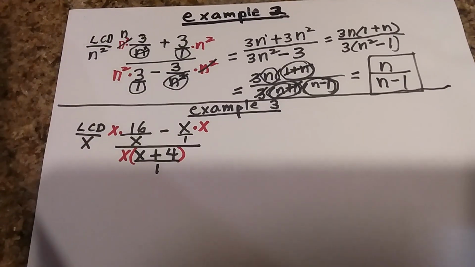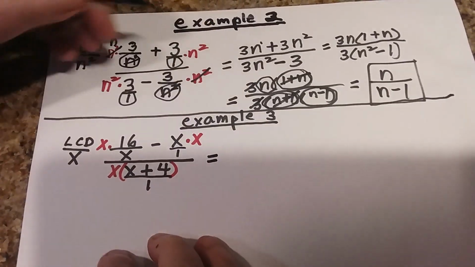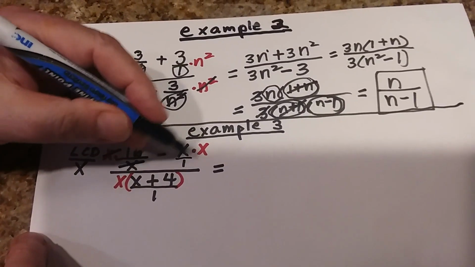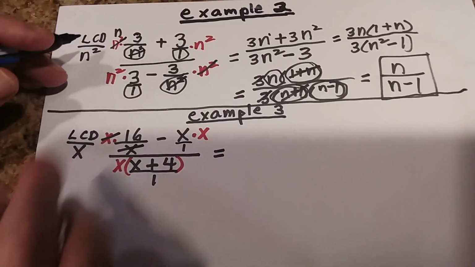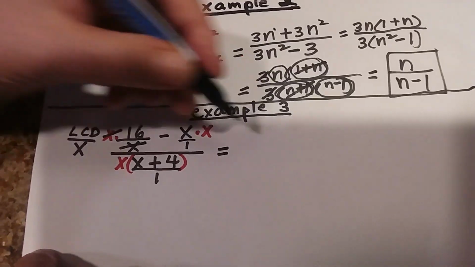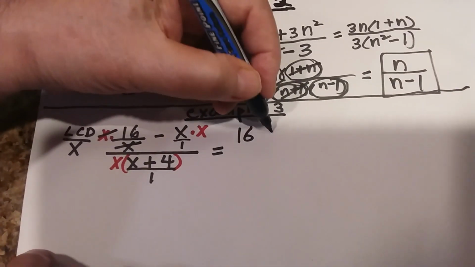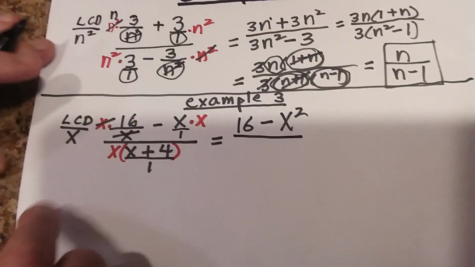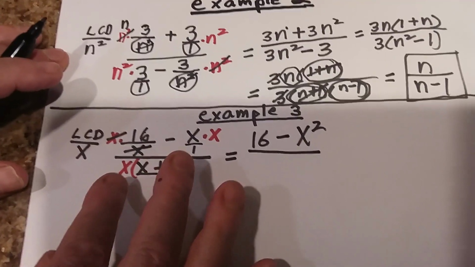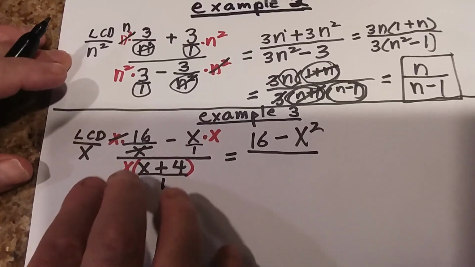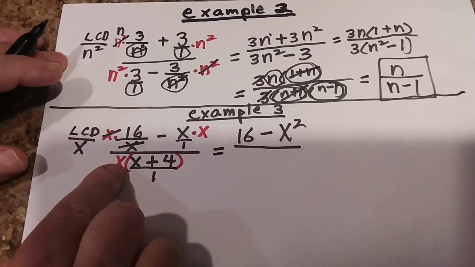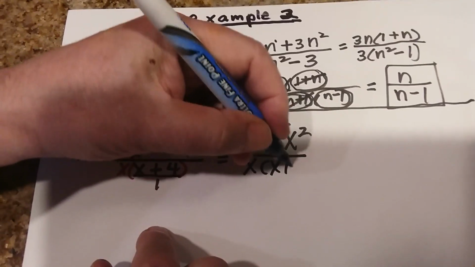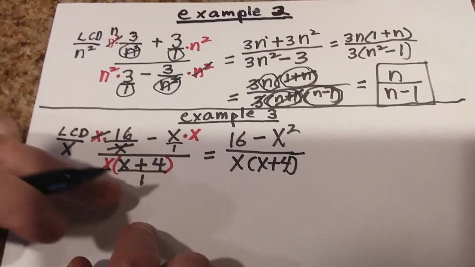Okay, now we're ready for the next step. We're going to cancel. Okay, those x's cancel. Nothing cancels here. Nothing cancels here. So now we have to rewrite everything. You're left with 16. Take away. X times x, as you know, is x squared. Okay, now you could distribute, but don't do that. If you distribute, you won't see what's going to cancel. So leave it as a multiplication, exactly as you see it. X parentheses x plus 4. Okay, now you don't need the 1 on the bottom.